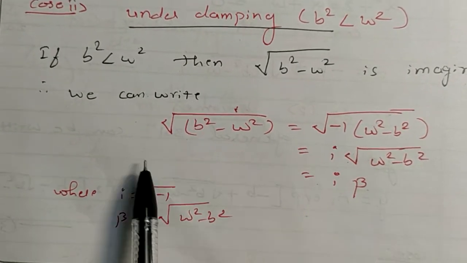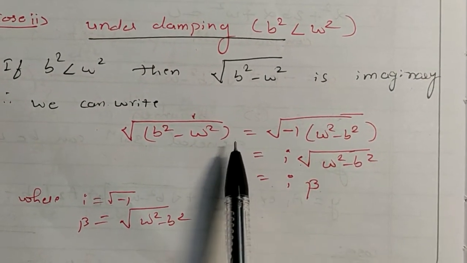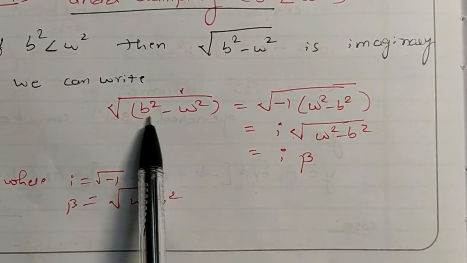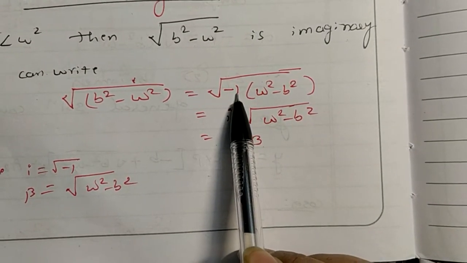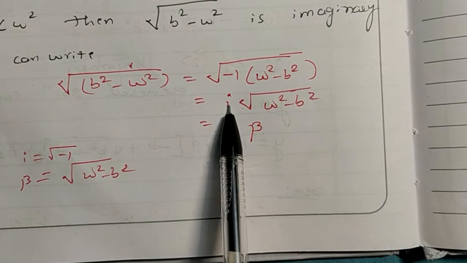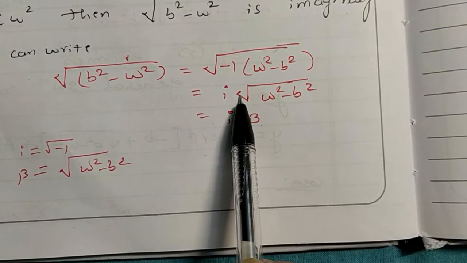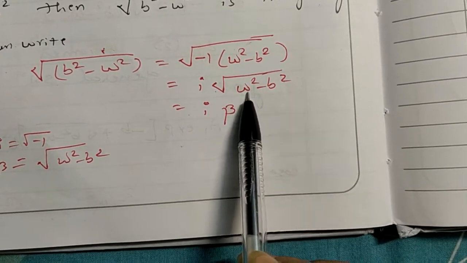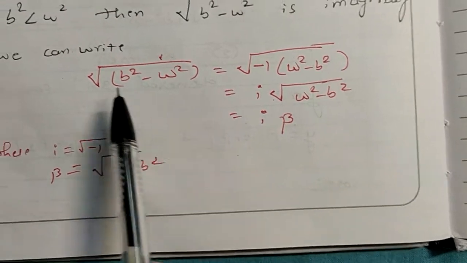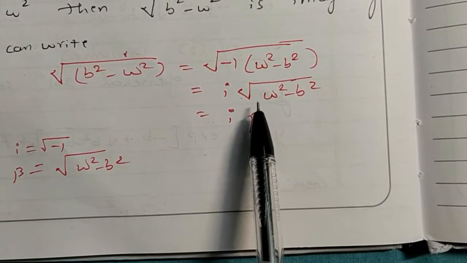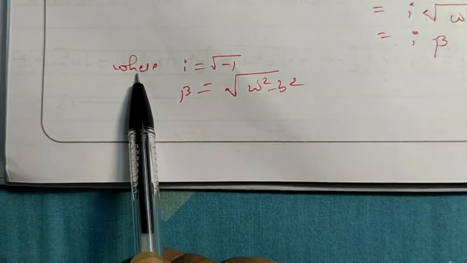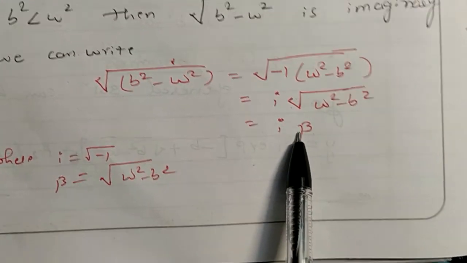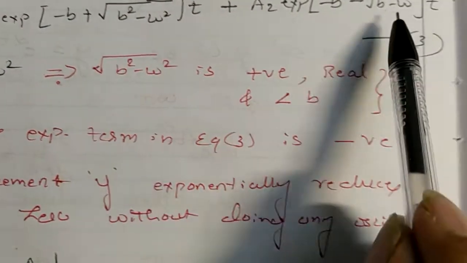To handle this, we rearrange the square root of b² minus ω². I take minus 1 outside the bracket, so inside becomes ω² minus b². Then it is the square root of minus 1 times the square root of ω² minus b², not b² minus ω². I take the square root of ω² minus b² as β. So the square root of b² minus ω² becomes iβ, where i is the square root of minus 1 and β is the square root of ω² minus b². Now you have to substitute: this quantity is iβ, and here it is minus iβ.